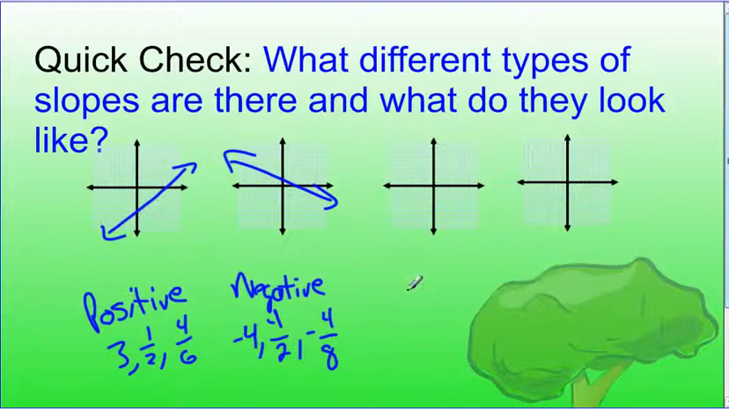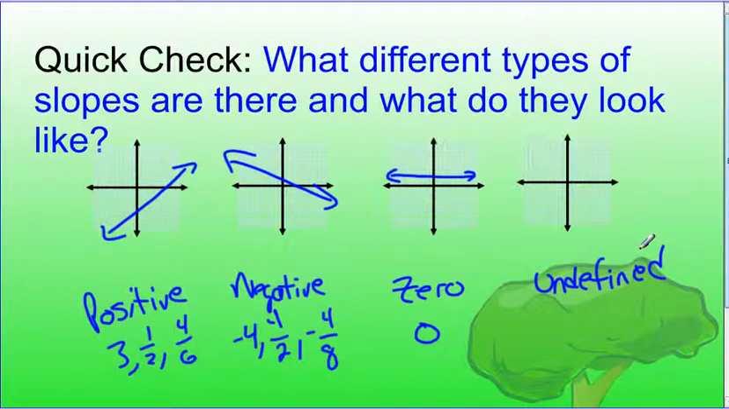We also have a 0 slope. A 0 slope is a perfectly flat slope. That's the only thing you can have. 0. If you do your math and you get a slope of 0, that's what it looks like. Perfectly flat. 0. Not up, not down. The last one is undefined. An undefined slope is when it's perfectly straight up and down.